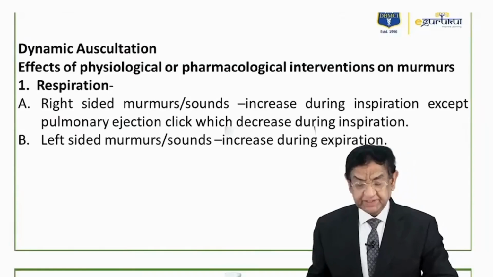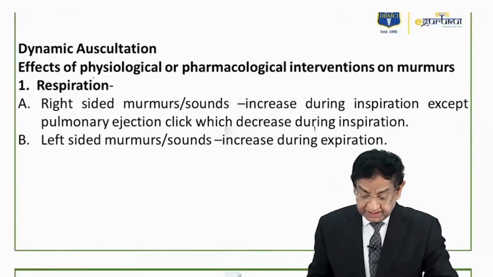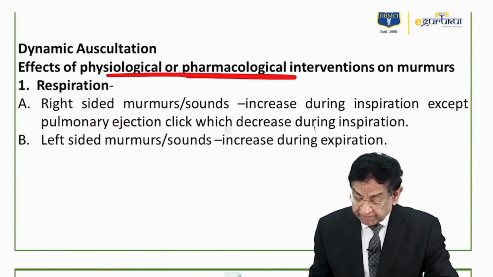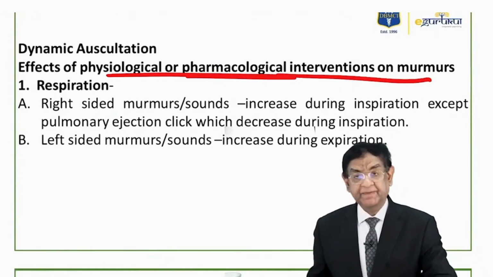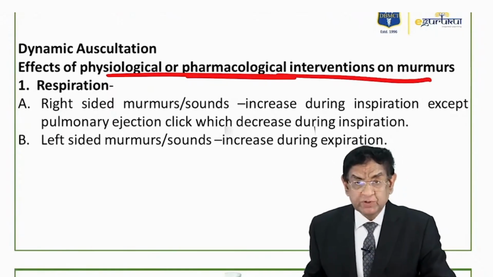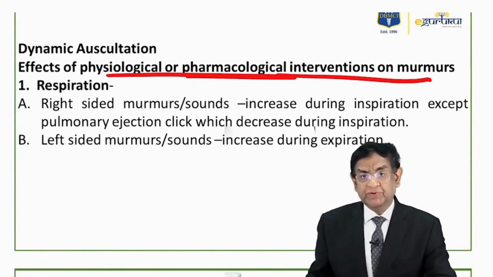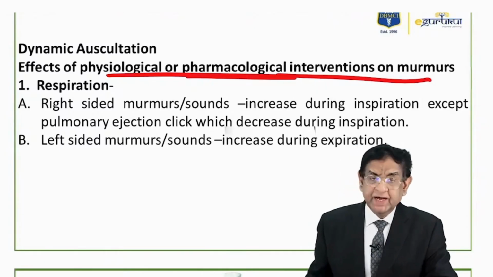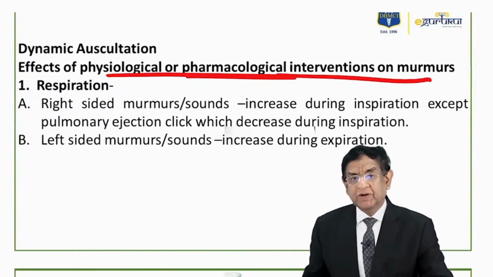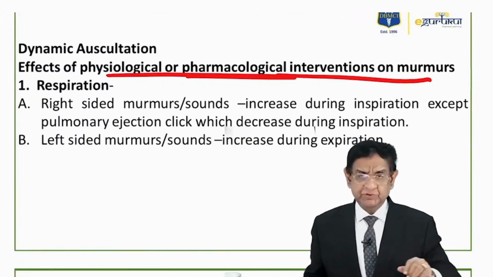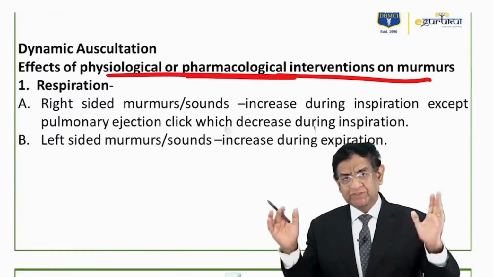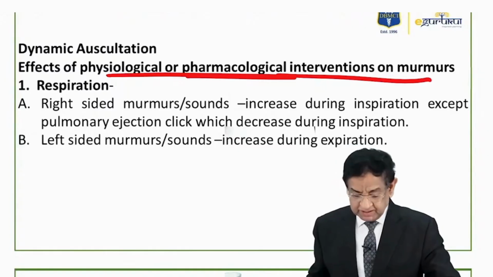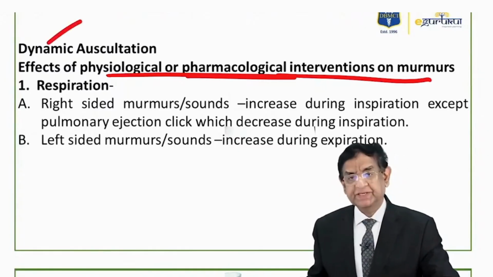Dynamic auscultation is the effect of physiology or pharmacological intervention on a murmur. At the time you are auscultating, you are not sure whether you are listening to the murmur of MR or TR, whether you are listening to the murmur of MS or TS. Confusion may occur, especially in those patients who have a small build. Then we do certain maneuvers, so-called dynamic auscultation.